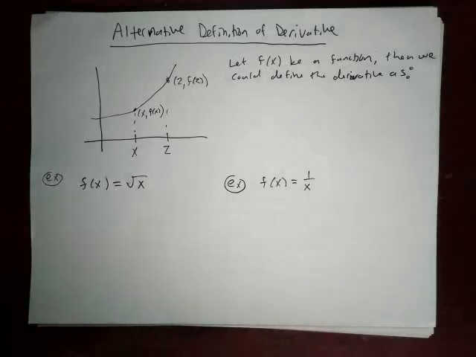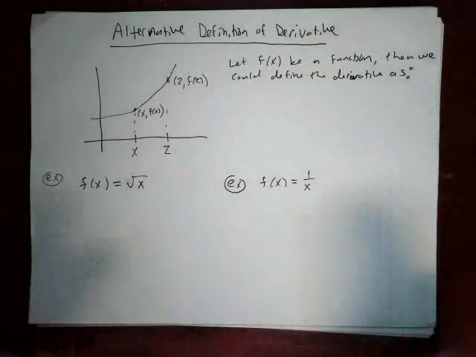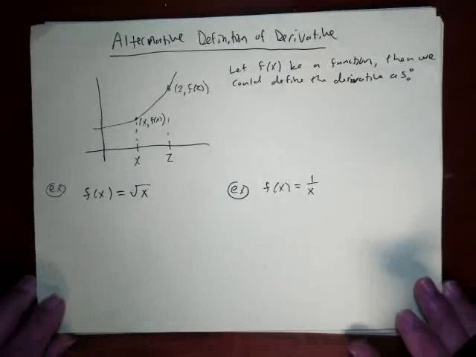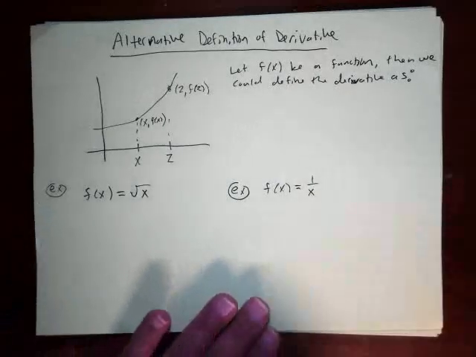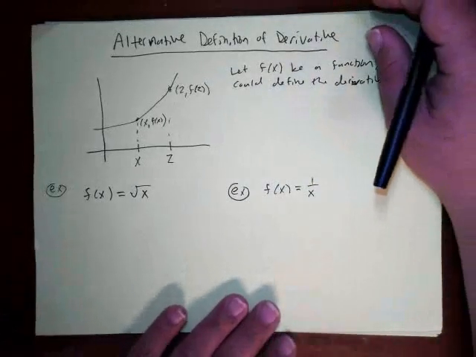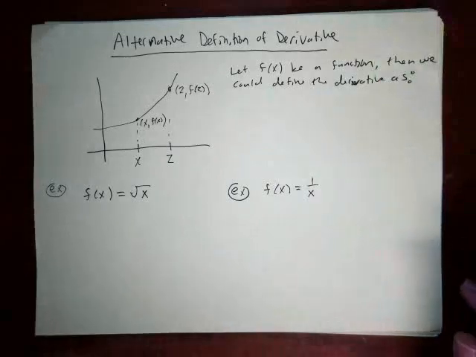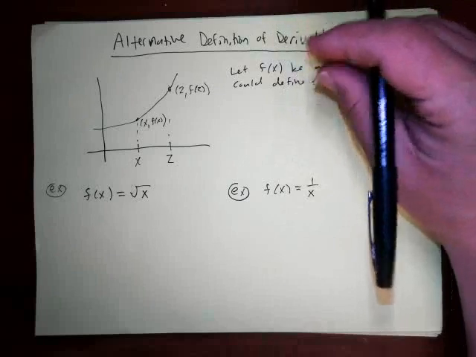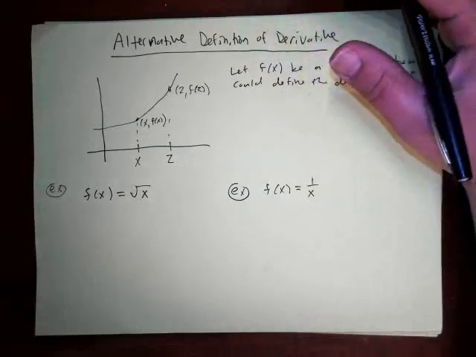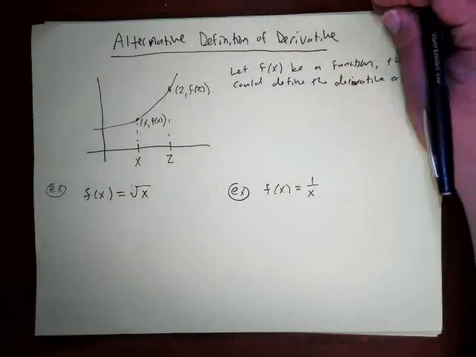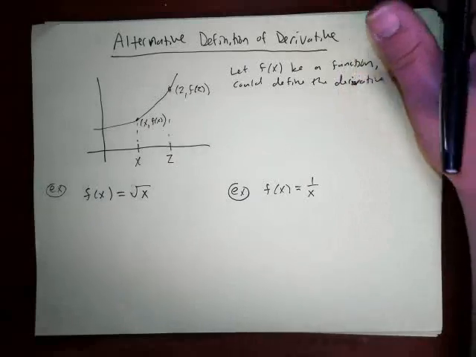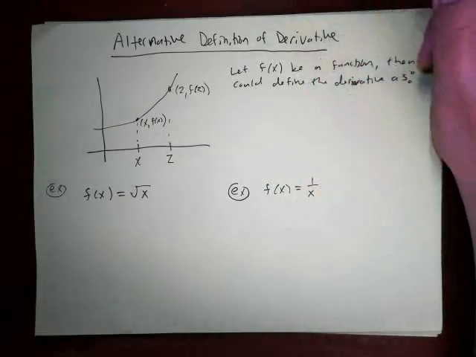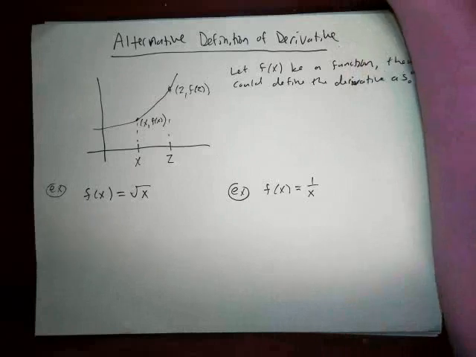We're now going to look at an alternative definition of the derivative. It gives you the same thing; it's just a different way of looking at it. We kind of looked at this when we talked about the average rate of change. I started out with this one, and then I brought in the x plus h to give the difference quotient that we've been using. So this is using the original difference quotient.